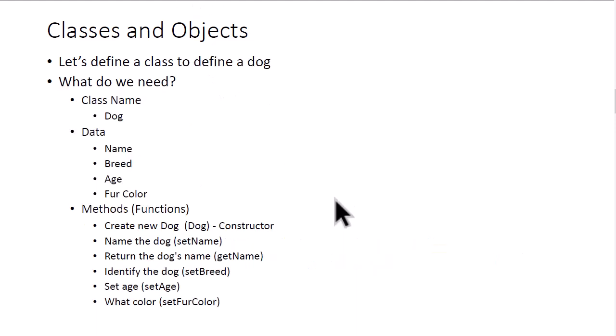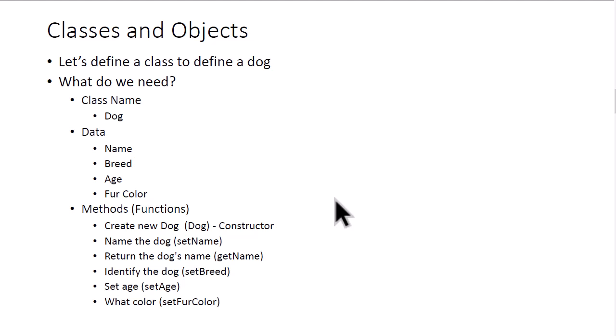Okay, so let's review. What do we need? We need a class name. The class name we picked was dog. We need data. We need the name, the breed, the age, and the fur color. And now we need some methods. We need the create new dog method, the constructor. We need a method to set the dog's name if we want to change its name. We want a method to return the dog's name so we can have access to that piece of data outside of the object. And I'll show you what that looks like in a second.